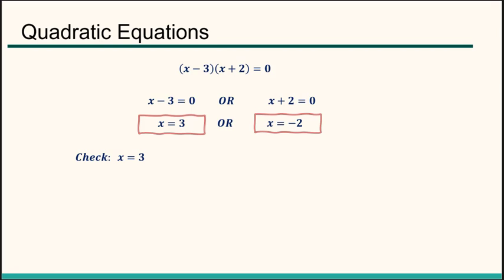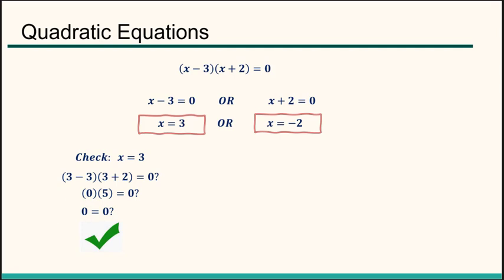Let's check x equals 3 first. So let's plug in a 3 for x. That would give me (3 - 3)(3 + 2). Does that equal 0? Well, 3 minus 3 is 0. 3 plus 2 is 5. And what is 0 times 5? Well, it is 0. So it's true. So x equals 3 works for this one.